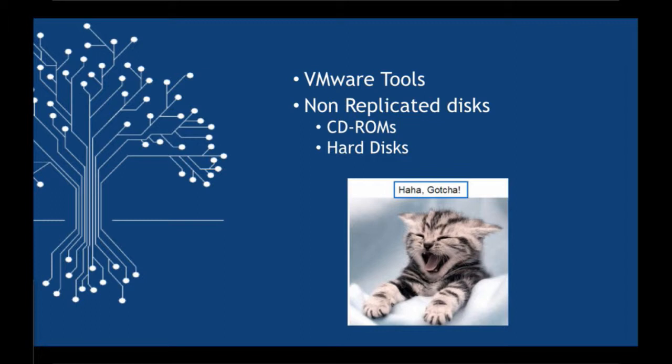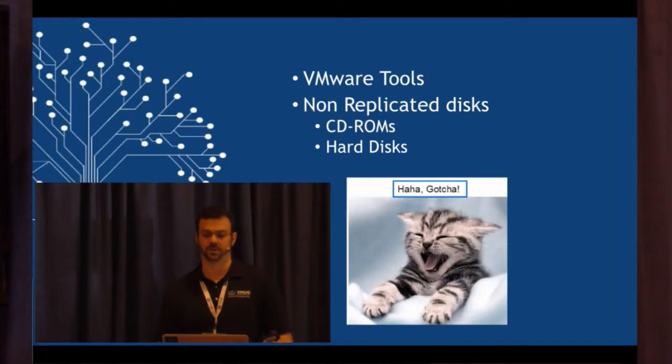Another thing that happens is non-replicated disks. For instance, a VM has a CD-ROM drive attached to it. It might be an ISO on a data store. That ISO probably doesn't exist in the same data store on the DR side and won't be able to connect to the VM. So when you try to fail over, you'll get an error because that disk doesn't exist. So it's always a good idea to check your CD-ROMs, make sure things aren't attached. Same thing goes for hard drives.